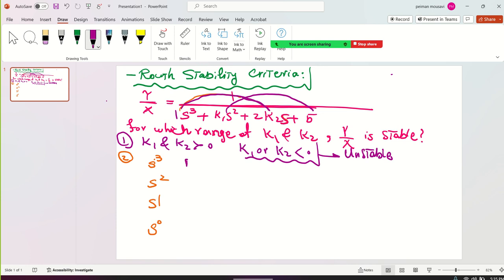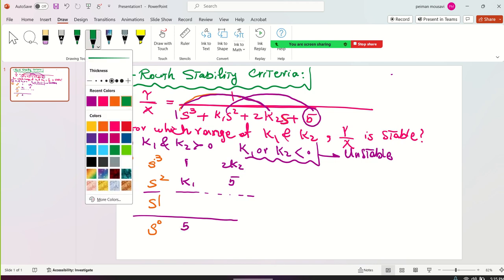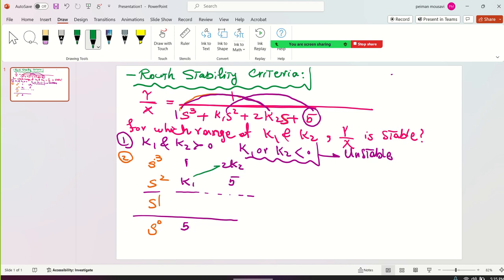So you're going to have 1, 2k2, and the second line, k1, 5, and you know the last line is what? You tell me. Last line is 5. Now you have to make the table from whatever I told you: this multiplied by this minus this multiplied by this, divided by this. So you're going to get (2k1k2 minus 5) over k1.